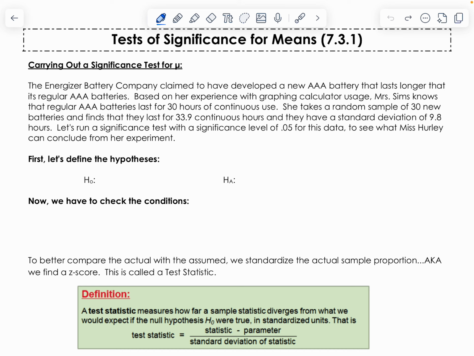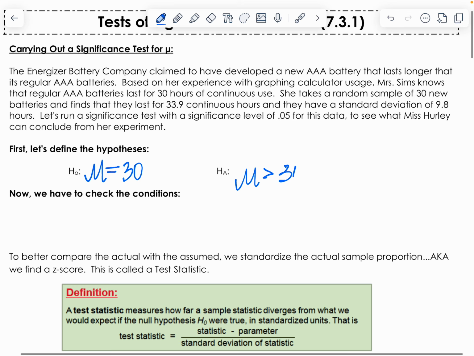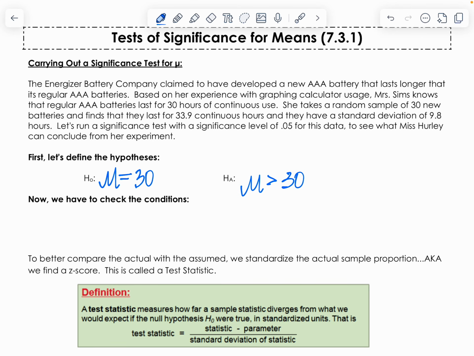So, just like we did with one sample percents, with one sample means, our null hypothesis will be, in this case, mu equals some claimed value. That'll be the 30 hours. Now they are claiming to have developed a new AAA battery that lasts longer. So our alternate will be that mu is greater than 30. And just purely based off of the sample, it seems like that might be true, right? Because the sample mean was 33.9.